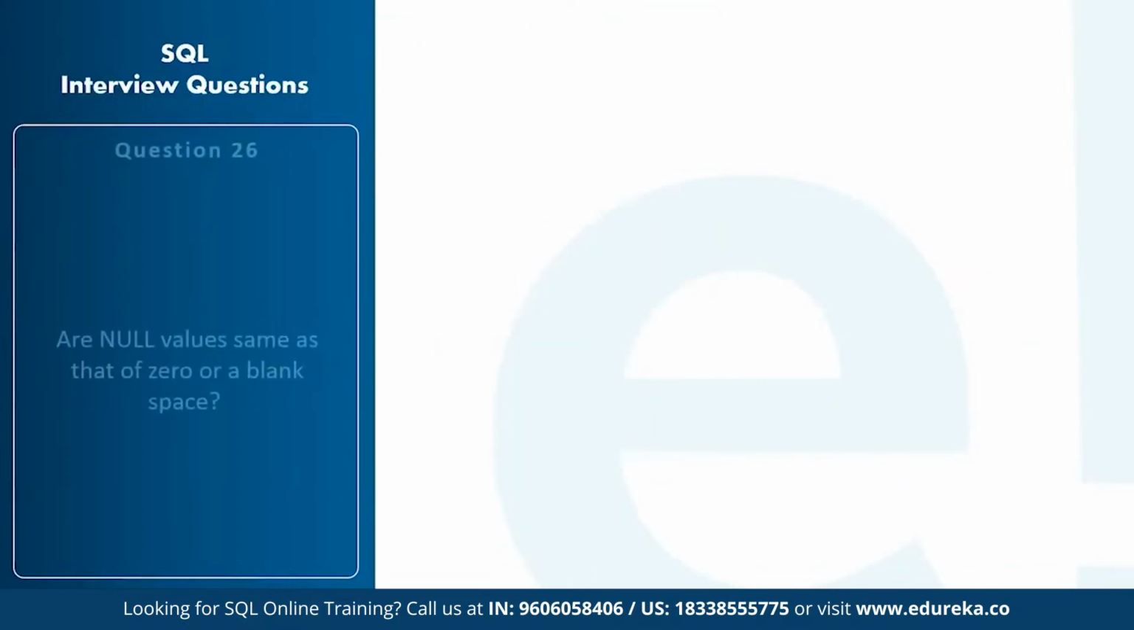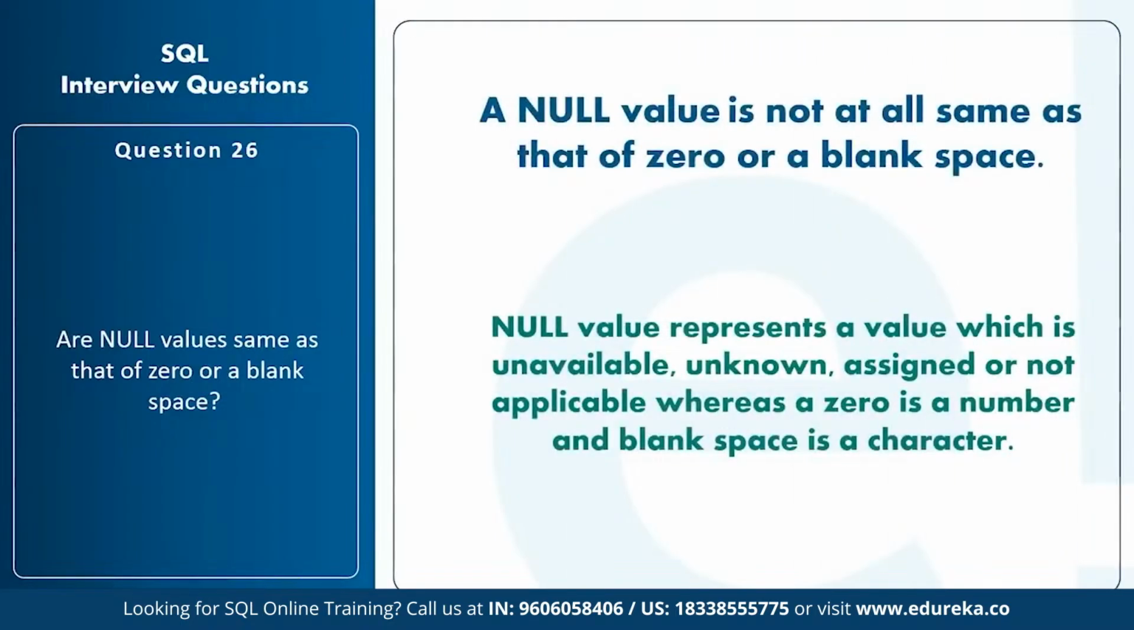So now let's move forward to our next question, that is, are null values the same as 0 or a blank space? A null value is not at all the same as a 0 or a blank space. A null value mainly represents a value which is unavailable, unknown, unassigned, or not applicable, whereas a 0 is a number and a blank space is a character. So if anybody asks you if null values are the same as 0 or blank space, please say no, because a null value is anything which is unavailable, unknown, unassigned, or not applicable, whereas a 0 is a number and a blank space is a character.